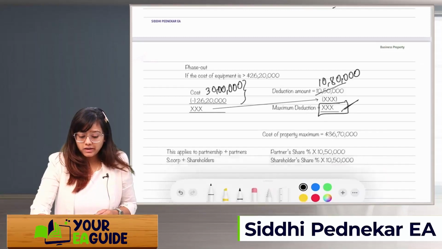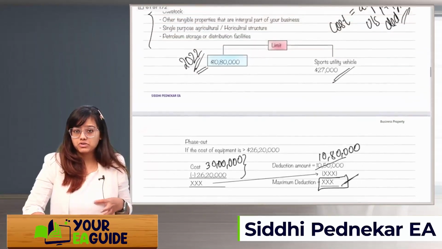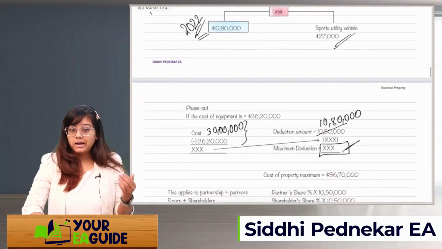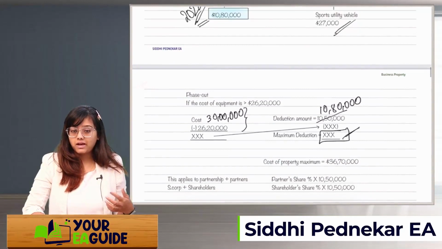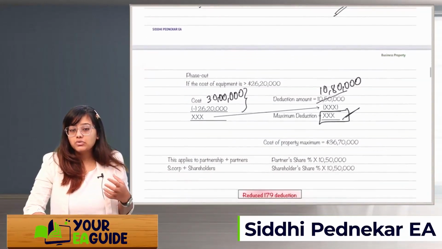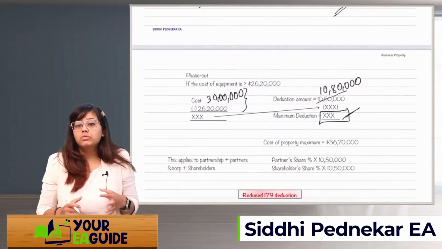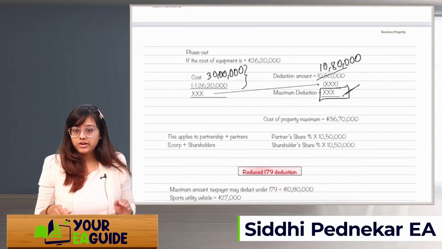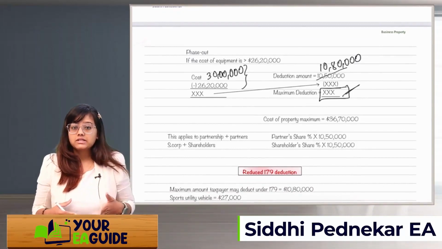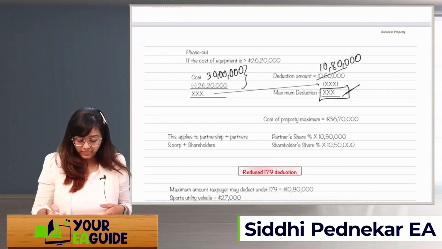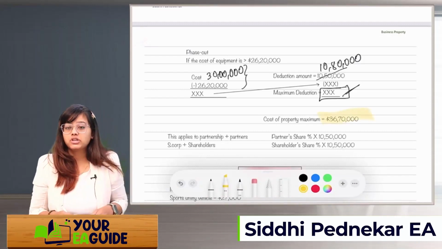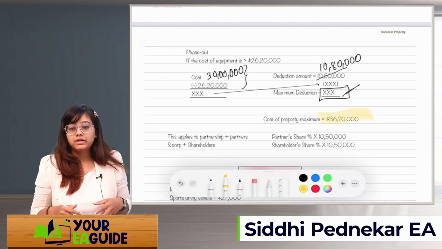See, this calculation you will rarely see in some small clients because they purchase some assets which are not more than 26 lakh 20, right? But in the bigger clients who have a lot of asset purchasing, you will see this calculation. It will be done in those cases, right? Now, this 10 lakh 80 will get totally phased out, means you will not get any deduction, if the cost of the property is 36 lakh 70, right? If you have purchased assets of more than 36 lakh 70, then your deduction amount will be 0 for 179.